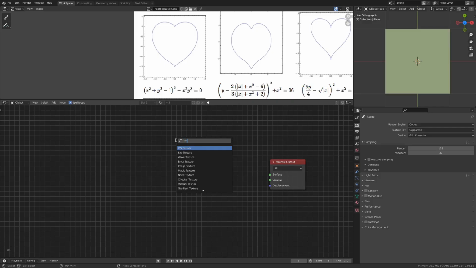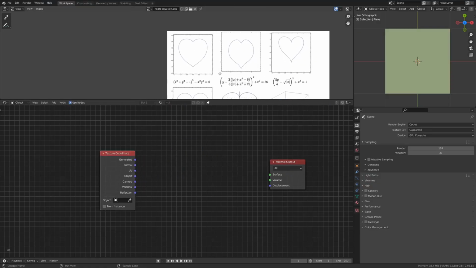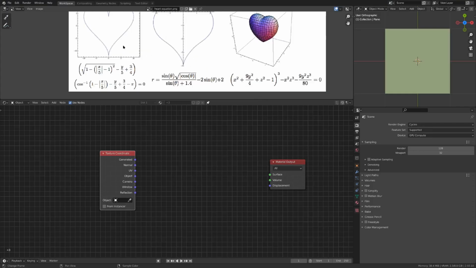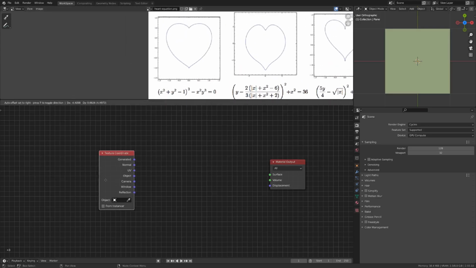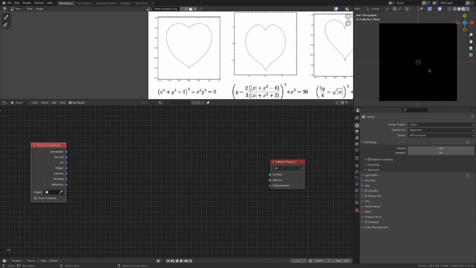First of all, we are going to use Texture Coordinate, and I think this one is the easiest math equation, and these three are the hardest. So we are going to go step by step, so don't take it too seriously, and we are going to switch to material view to see how it goes in real time.